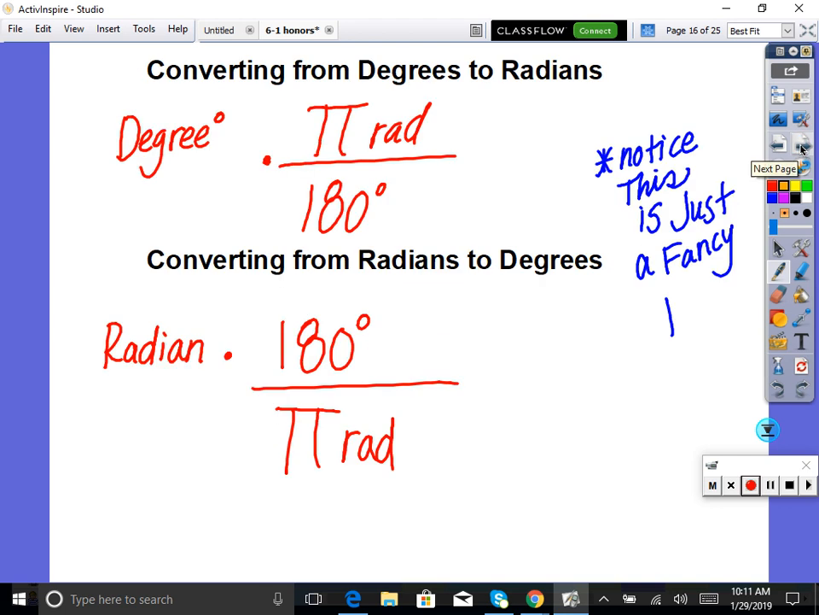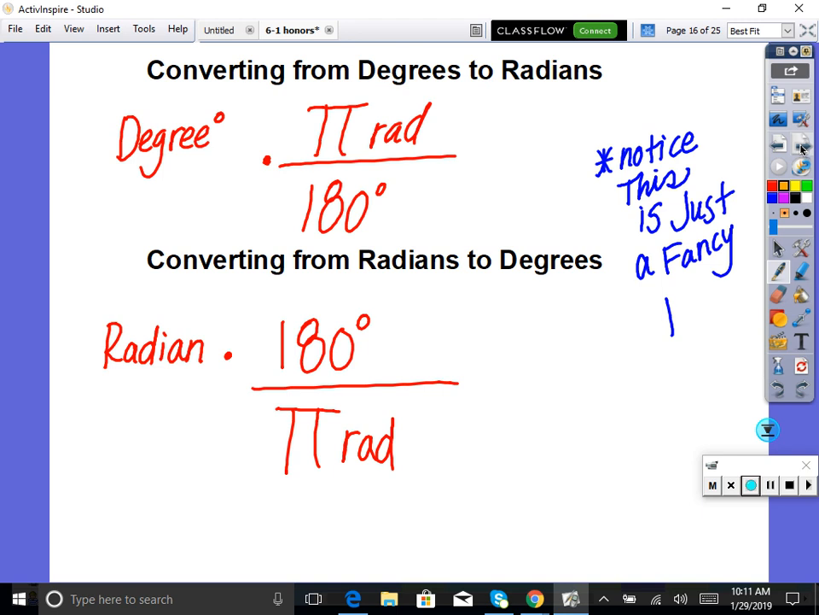Okay, write this down. We need to be able to convert back and forth from degrees to radians and radians to degrees. There are times when it would be better to have a degree measure, and there are times when it would be better to have a radian measure. In story problems, we're going to want radian measures. In graphing, I always like to graph something in degrees rather than radians, so it's just good to be able to switch back and forth.